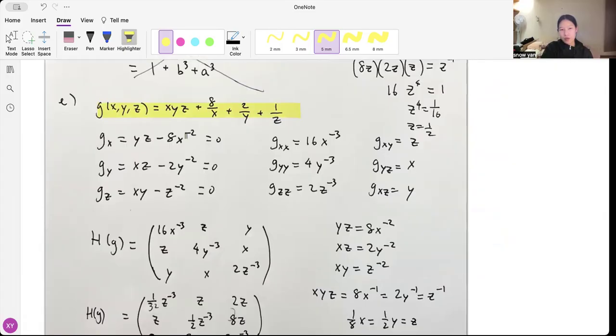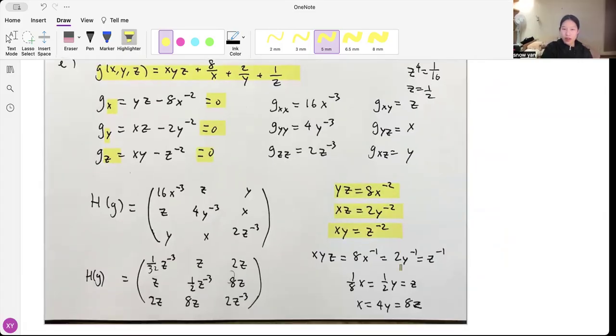I take the partial derivative with respect to x, y, and z, and I set them equal to 0. Then I get that yz is equal to this, xz is equal to that, xy is equal to that. Great. Then I see that every equation I can multiply by the respective x, y, z, so I get this equation. I manipulate it and I get x equals 4y equals 8z.